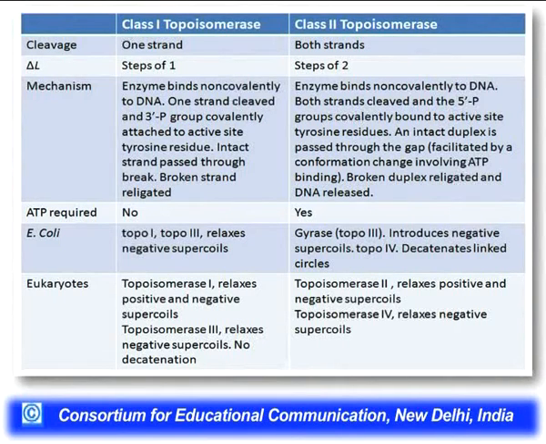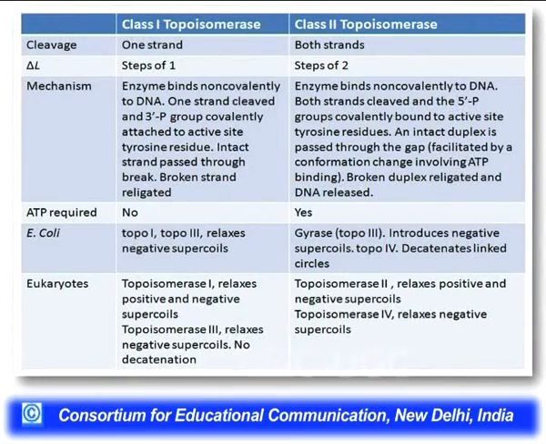circles. In eukaryotic systems, there is class 1 topoisomerase 1, which relaxes both the positive and negative supercoils. So, from a supercoiled to a relaxed state, and topoisomerase 3, which relaxes the negative supercoils. In class 2 topoisomerases, they have topoisomerase 2 that again relaxes both positive and negative, and topoisomerase 4 that relaxes the negative supercoils. So, topoisomerase 1 and 2 are reducing the negative and the positive supercoils, and DNA gyrase is increasing the supercoils.